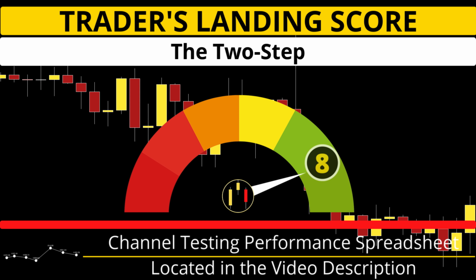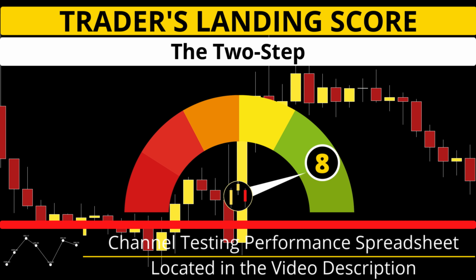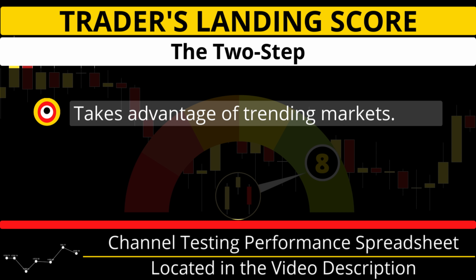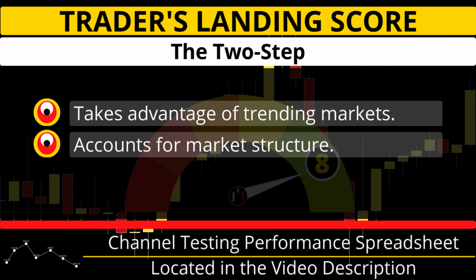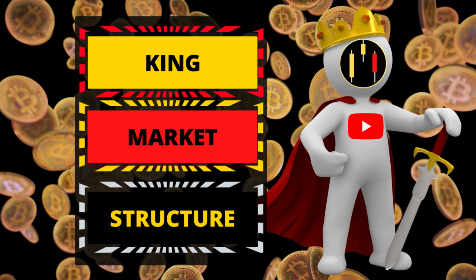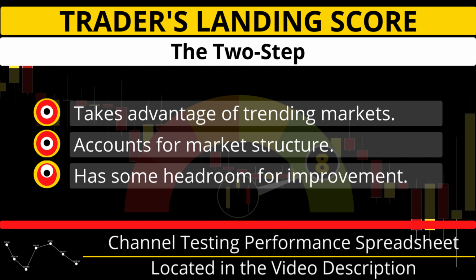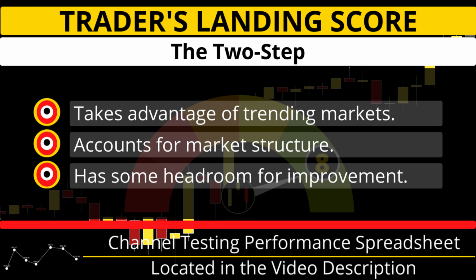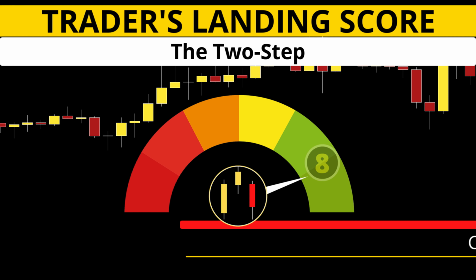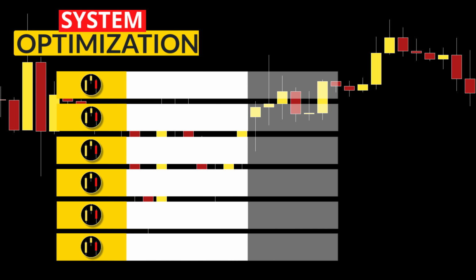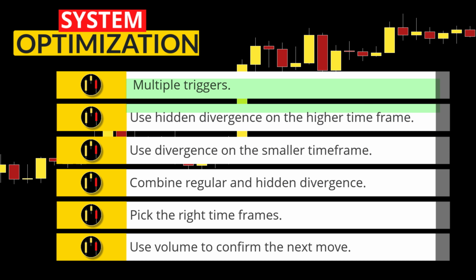I give this system a Trader's Lightning score of 8 because this system takes full advantage of a trending market, accounts for king market structure, and gives a great starting point to develop a system with plenty of headroom for improvement. Remember, the enemy of great is good. I have 6 ideas on how we can improve this system.